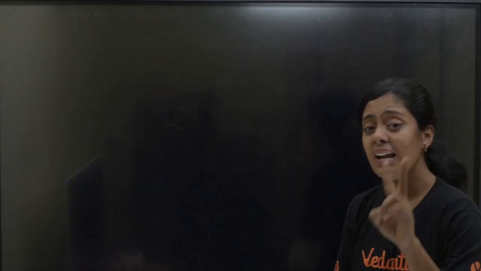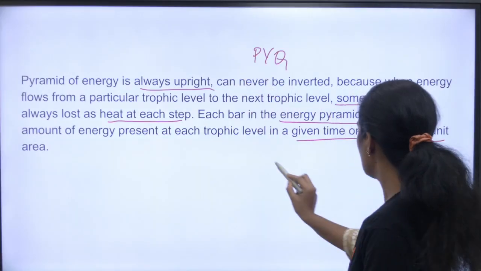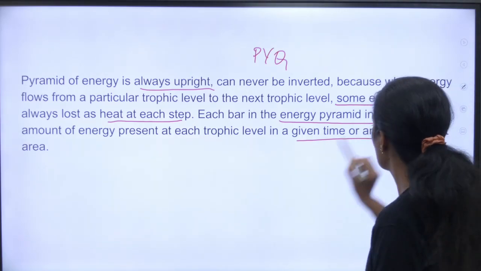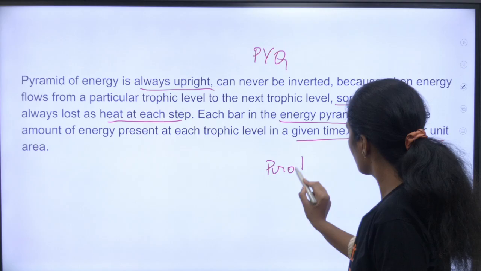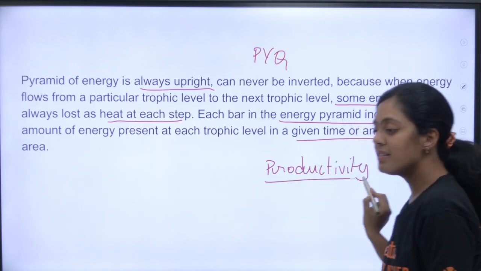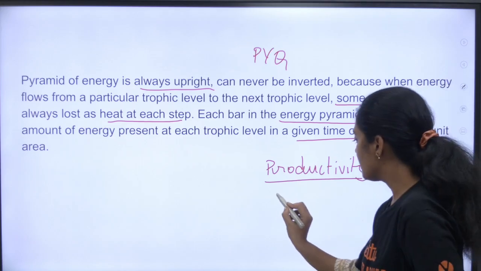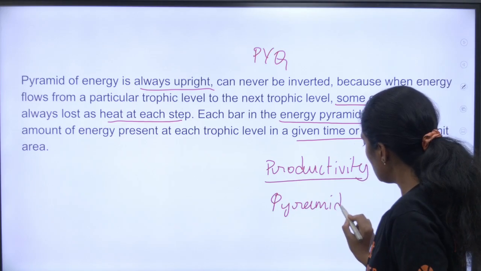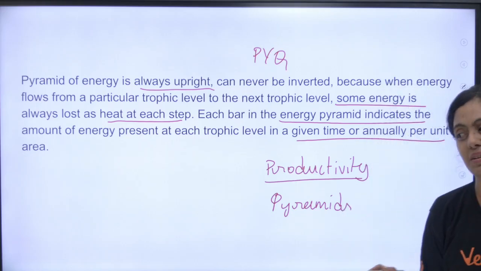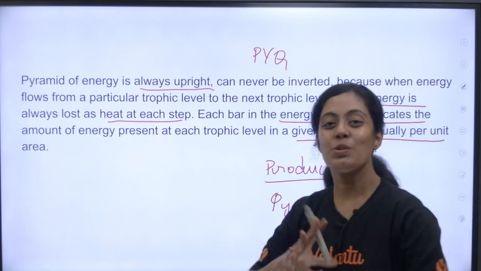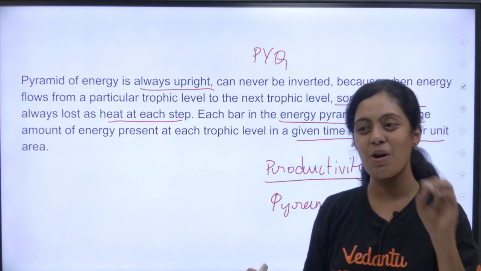Now, there are two very important things you need to concentrate on. One is productivity, and the other thing you need to concentrate on is pyramids, ecological pyramids, especially the energy pyramid. So that's about the ecosystem, one shot for you. I have covered everything that is very important in the exam rush.